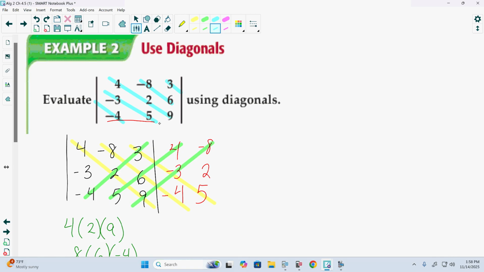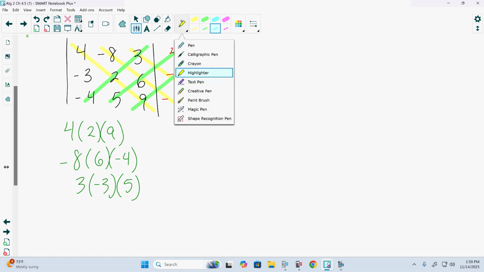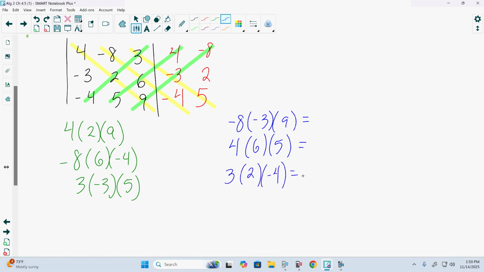Instead of processing in our head where we're wrapping from the left to the right, we put the 2 next to it so we can see how the diagonals actually cross. Does that make sense? Instead of trying to figure out how we are wrapping around, we put those first 2 columns next to it so we can see our 2 sets. Now the other set of diagonals going in the other direction is -8, -3, 9, 4, 6, 5, and lastly 3, 2, -4.